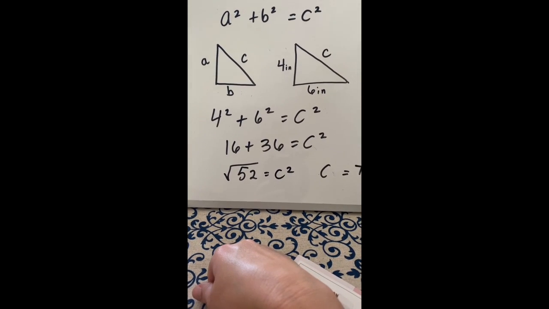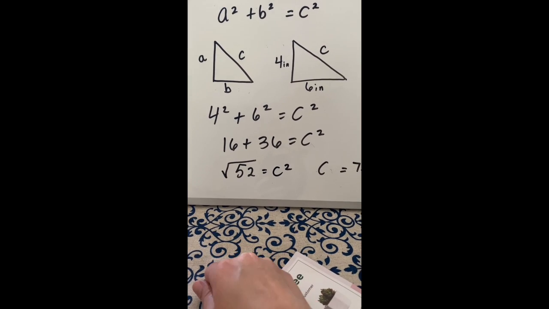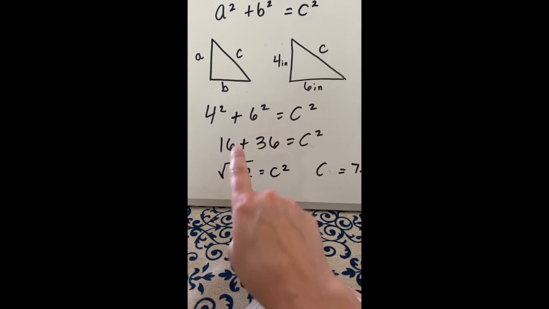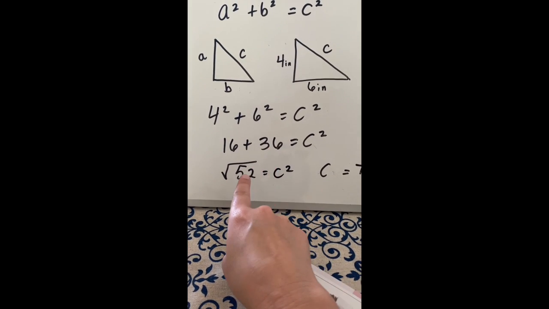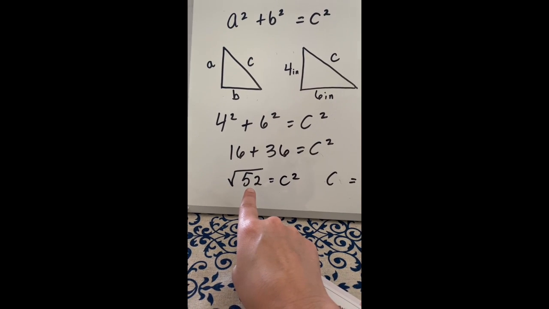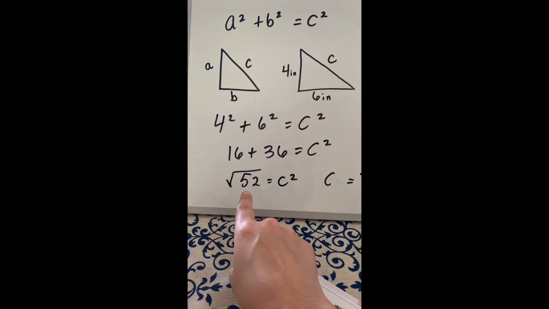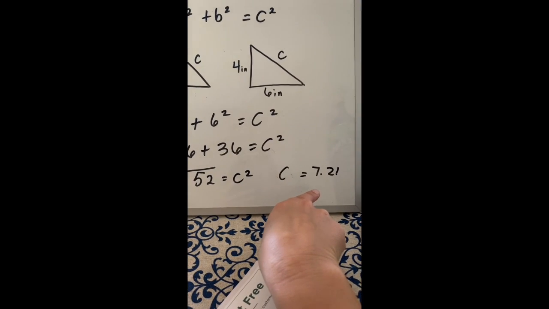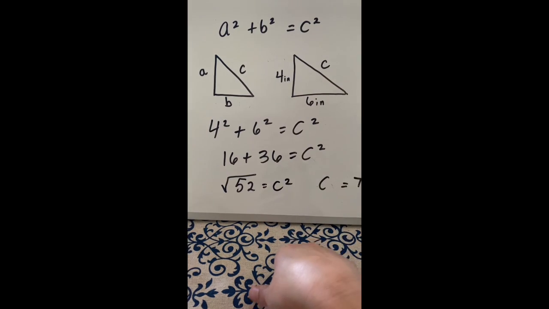Then I go ahead and square my information. 4 squared is equal to 16, 6 squared is equal to 36. I add those two together, which gives me 52. And then all you have to do after you add the two things together is hit the square root button on your calculator, and then it will give you the square root, which is 7.21, and that's your final answer.